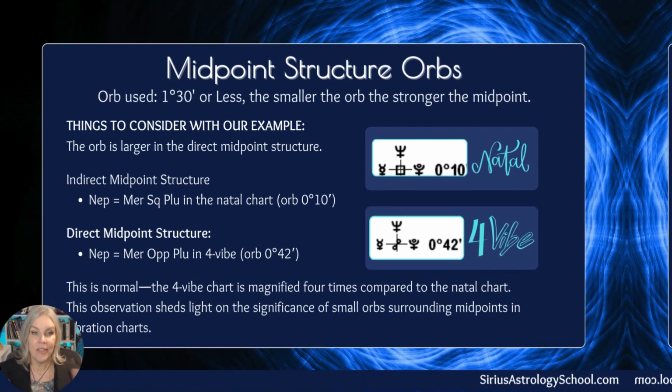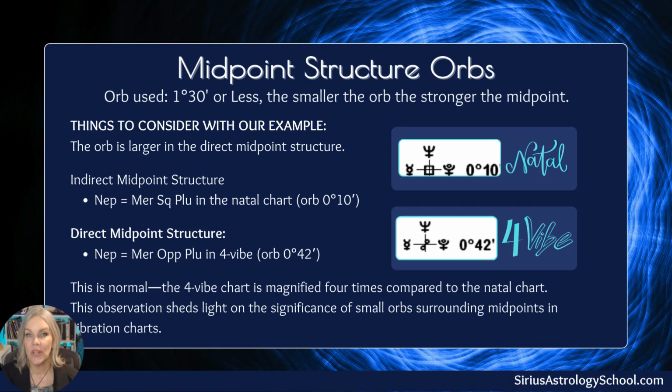So we can't go away from this discussion without discussing midpoint orbs, the midpoint structure orbs. The orbs that we use in VA that we find to be most strong and have most confidence is under a degree and 30 minutes. So under a degree and a half, if it's closer to a half a degree, then it's even stronger. If it's under a degree, it's really there, but as close to 0 as possible, the better, because the smaller the orb, the stronger the midpoint. And that's true of any aspect that you're looking at in anyone's chart.